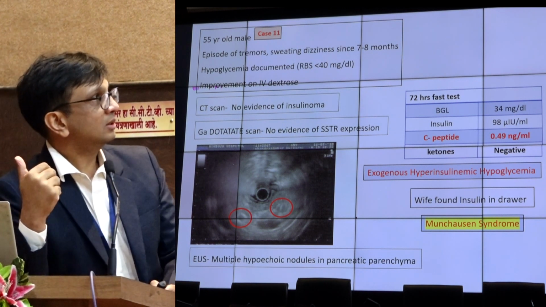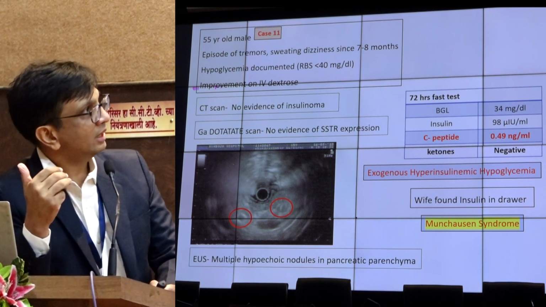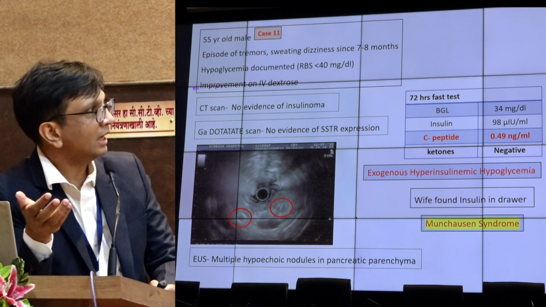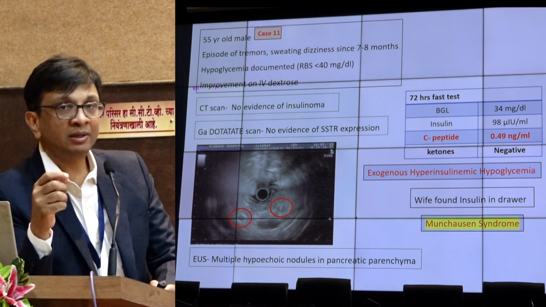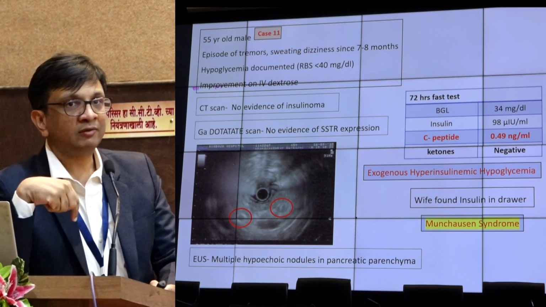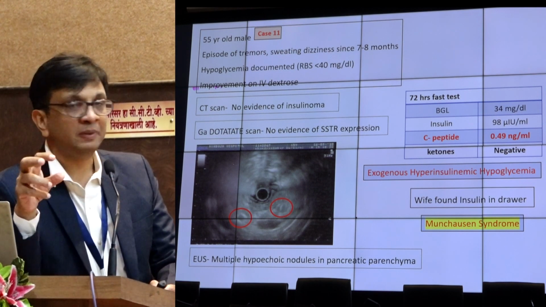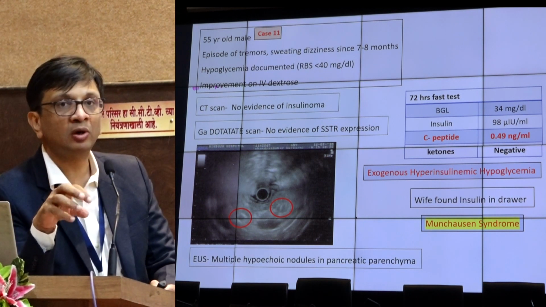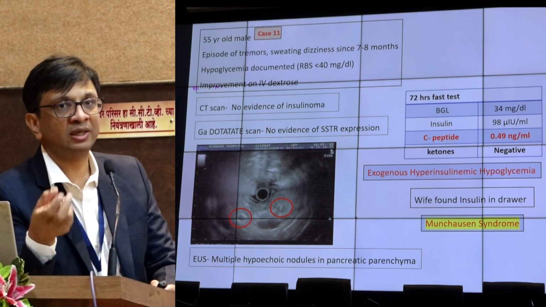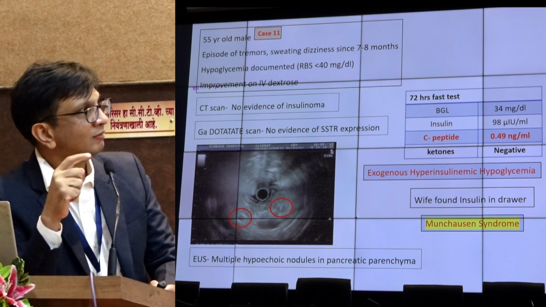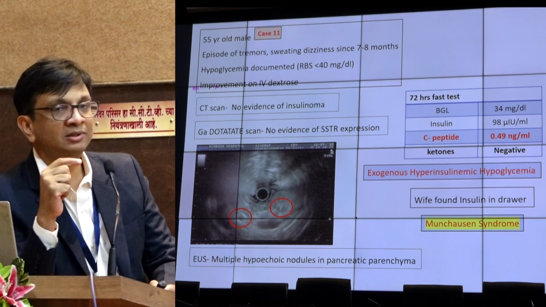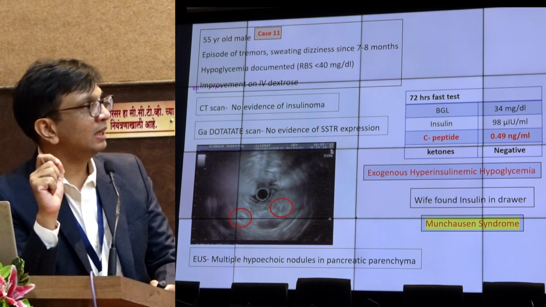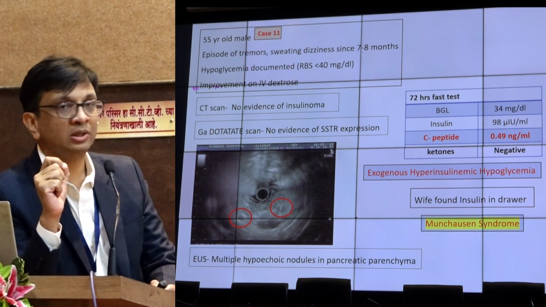Another interesting case, an 11-year-old, again random blood sugars were low, C-peptide and insulin were high. Even endoscopic ultrasound was done for the pancreas and they identified a PNET. He was posted for surgery for that, and that is the time when we got a reference for a second opinion. But when we looked at the values, the insulin value is very high, but the C-peptide was not very high. So that made us suspect that something was going wrong.